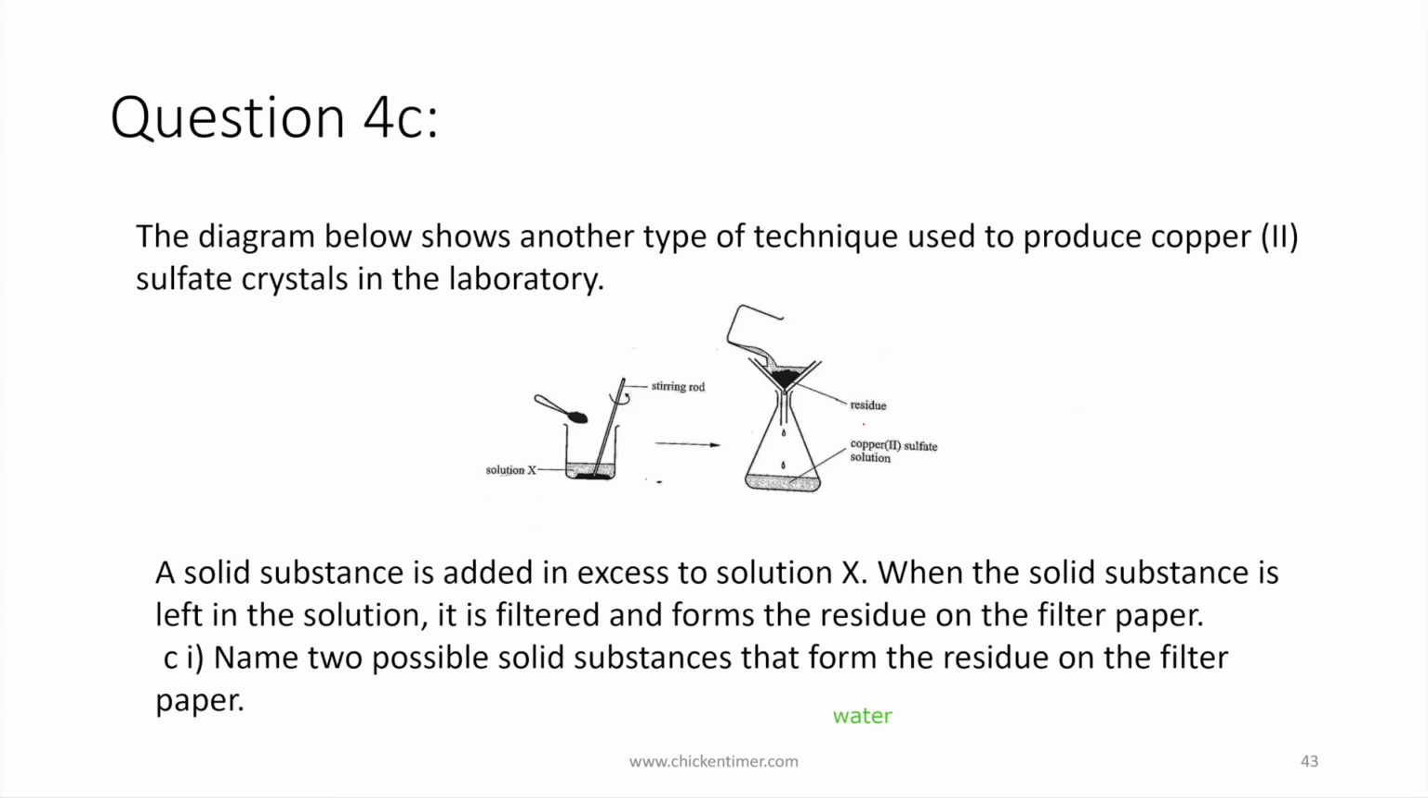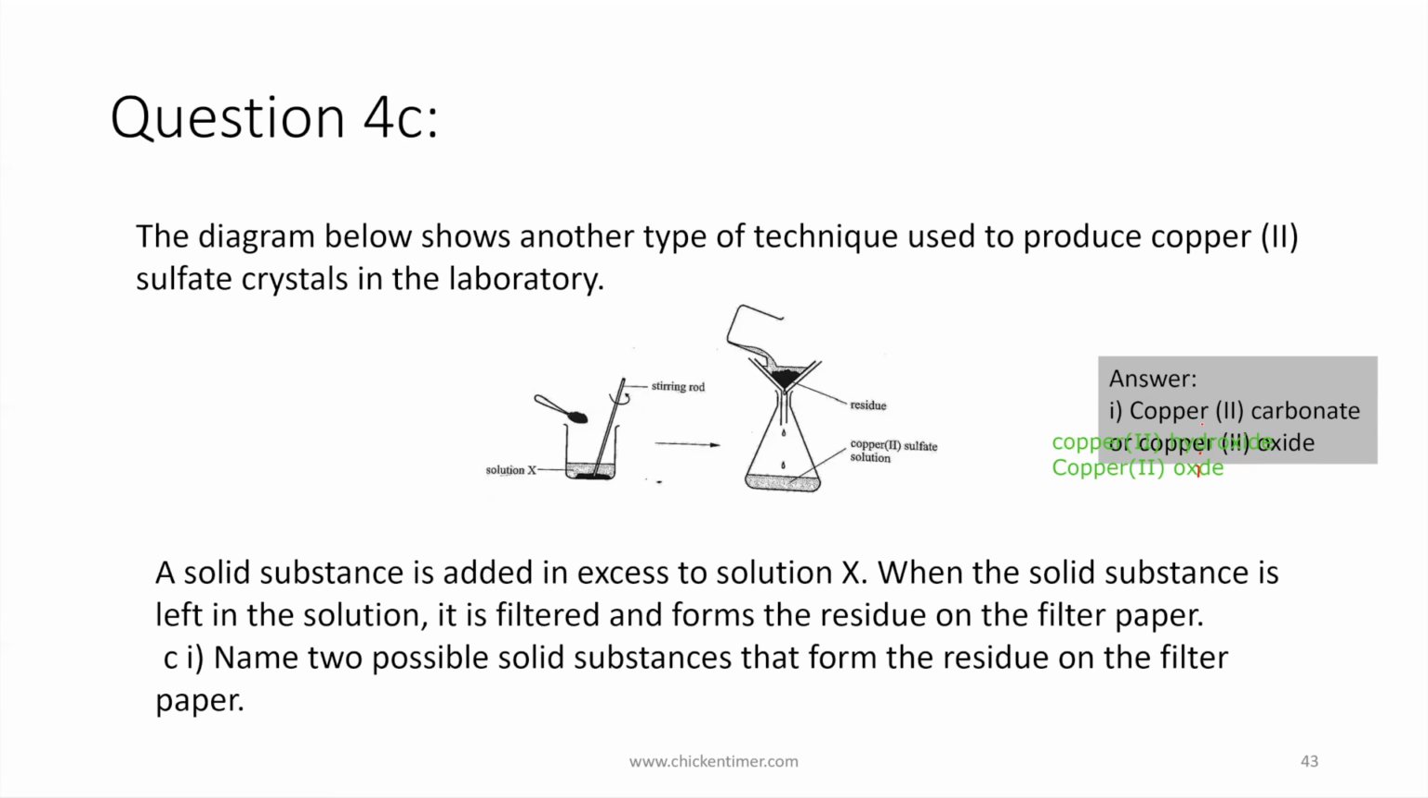Part C, a solid substance is added in excess to solution X. When solid substance is left in the solution, it is filtered and forms a residue on filter paper. So you're supposed to name two possible solid substances that form the residue on the filter paper. Just now you mentioned copper hydroxide. Copper hydroxide is one that you can use. What else can be used? Anything else? Yeah, you can have copper carbonate.